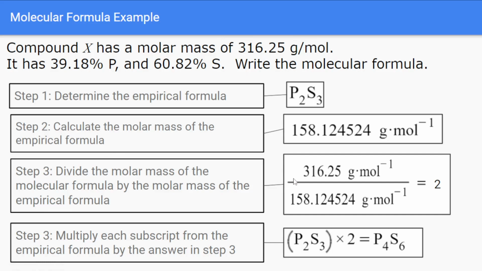So step 3, divide the molar mass of the molecular formula by the molar mass of the empirical formula. So we know the molar mass of the molecular formula is 316.25. We would divide that by 158.124524, and that'll give you a whole number. You take that whole number and you multiply your empirical formula. You multiply the subscripts of each element by that whole number. In this case, P2S3 multiplied by 2, that'll give you P4S6. And there you have it.